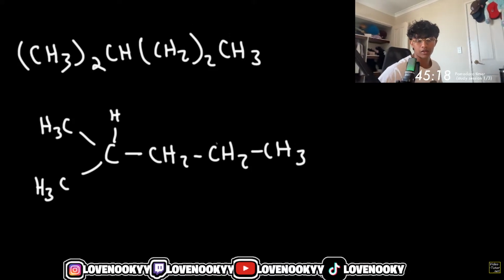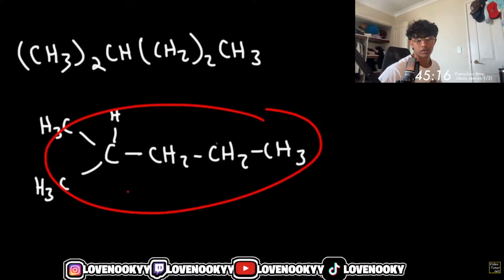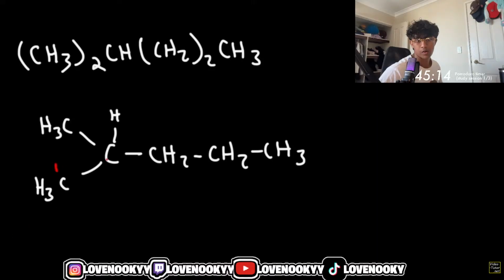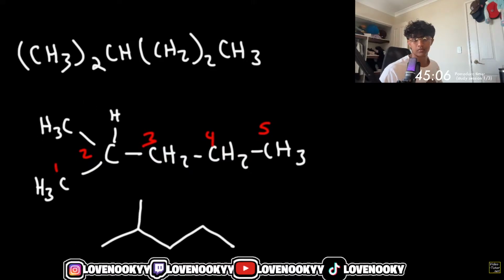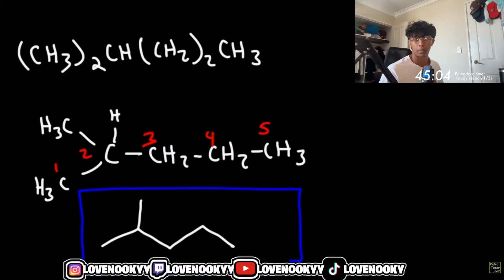Now let's convert it into a line structure. The reason why we want to do this first is so that we can identify the longest chain, which is here. 1, 2, 3, 4, 5. On carbon 2, we have a methyl group, so we'll put that there. And this is our answer, 2-methylpentane. So that's how we can convert this condensed structure into a skeletal structure.